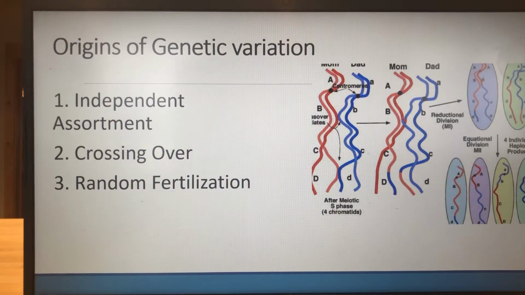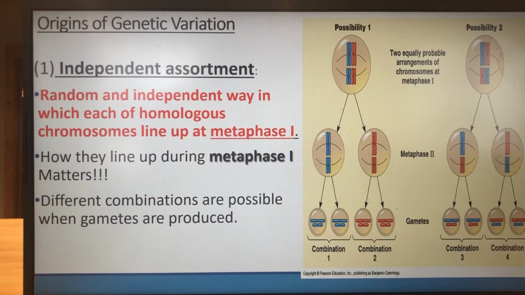Okay, so origin of genetic variation. This is a test question, so I just want to make sure I talk about it. We're going to talk about this more in your next unit. But there are three different ways, and this is a lot in your lab as well. Three different ways we can get genetic variation: independent assortment, crossing over, and random fertilization. So let's chat about those in a little more detail.